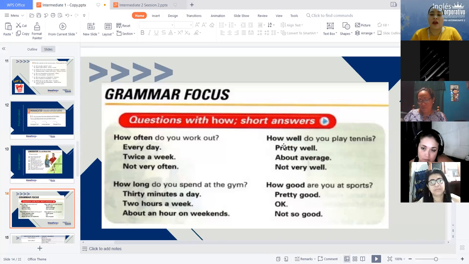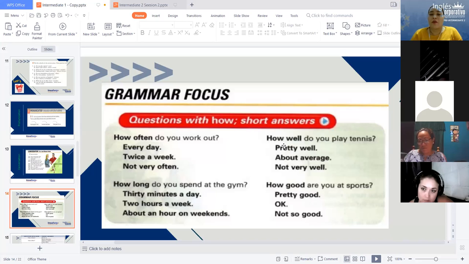For example, how well do you cook? Pretty well, not very well, about average, right? So you can ask the person what ability they have regarding a specific activity. Then we have how often. This one, how often, is for the frequency of something happening, right?